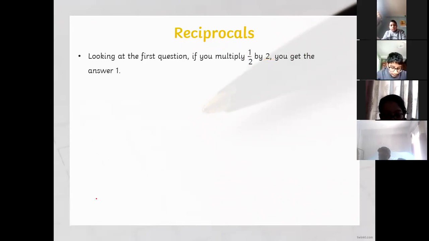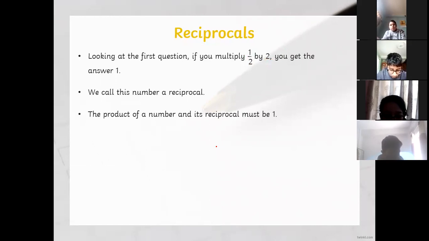Okay, so that type of number we call the reciprocal. And look, another fact: the product of a number and its reciprocal must be 1. If it won't be 1, then that is not a reciprocal.